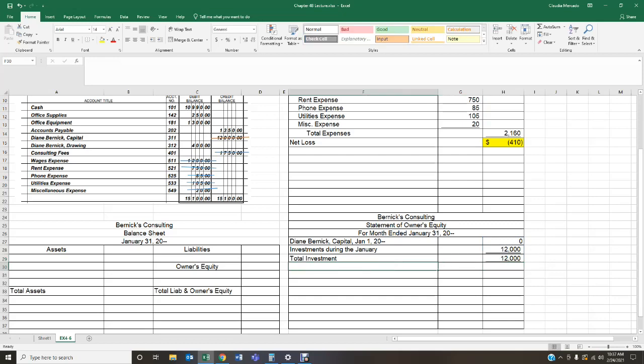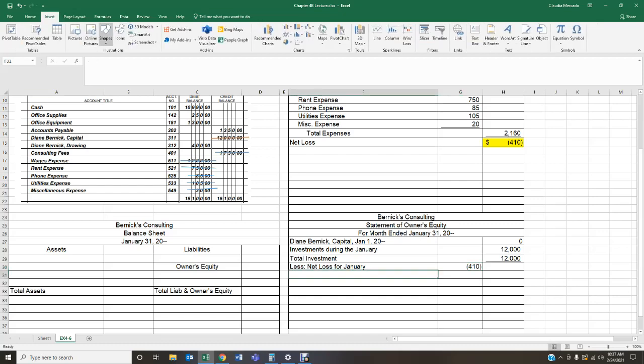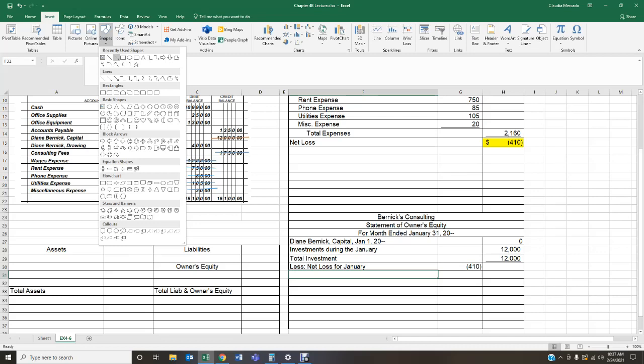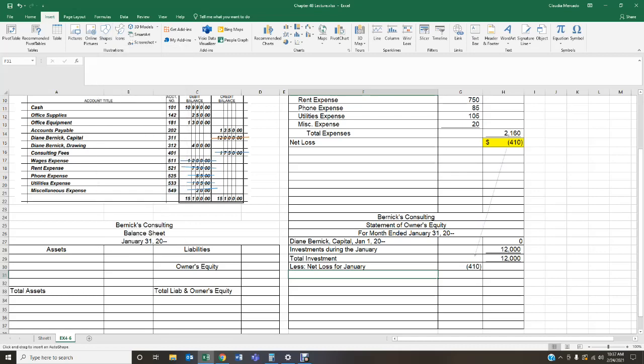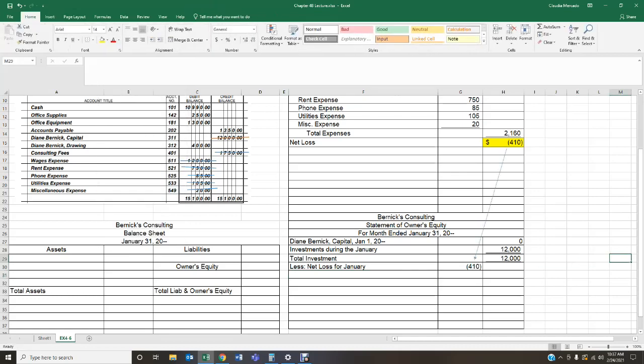Now we're going to bring in our net loss for January. We had a loss of $410. Okay. So I'm bringing in that loss right here. Okay. So I had a loss of $410. Okay. Then I have some withdrawals.